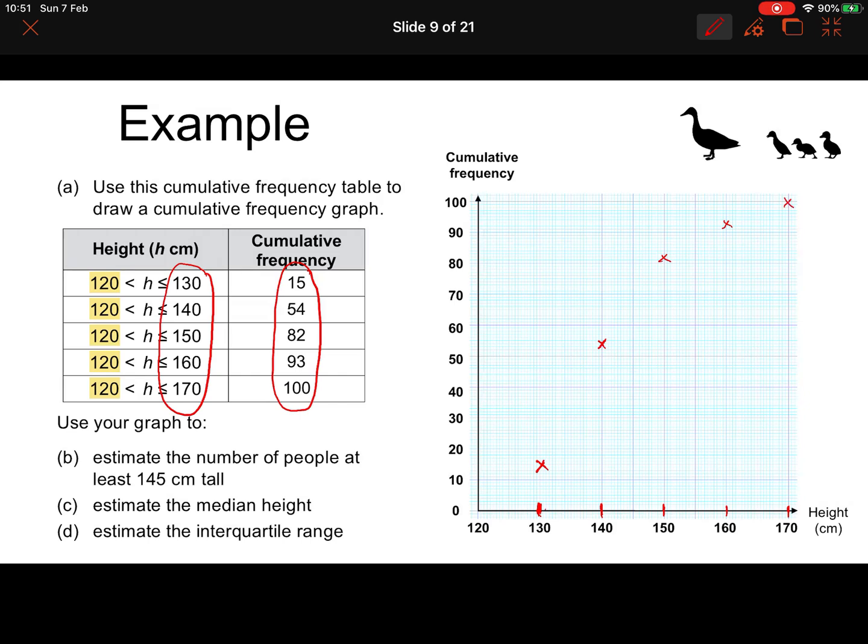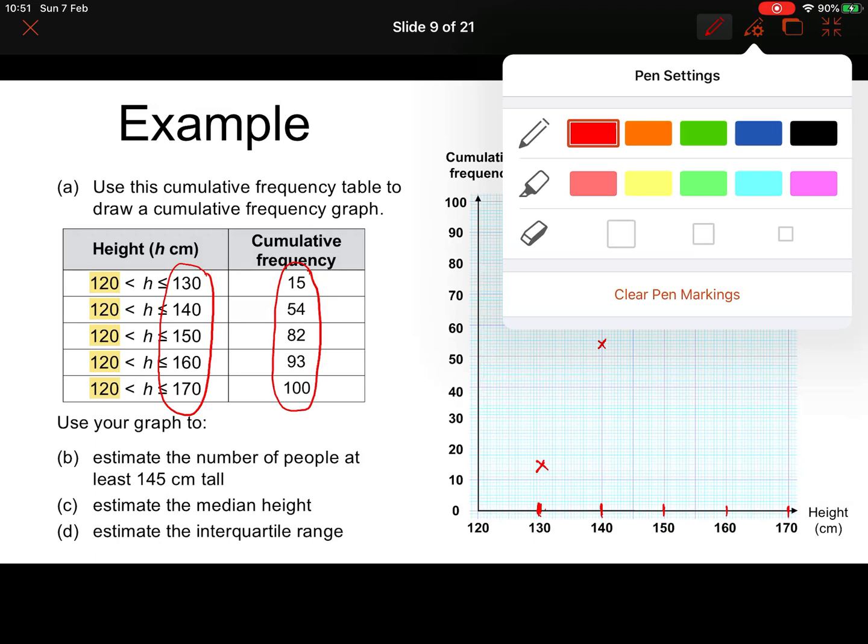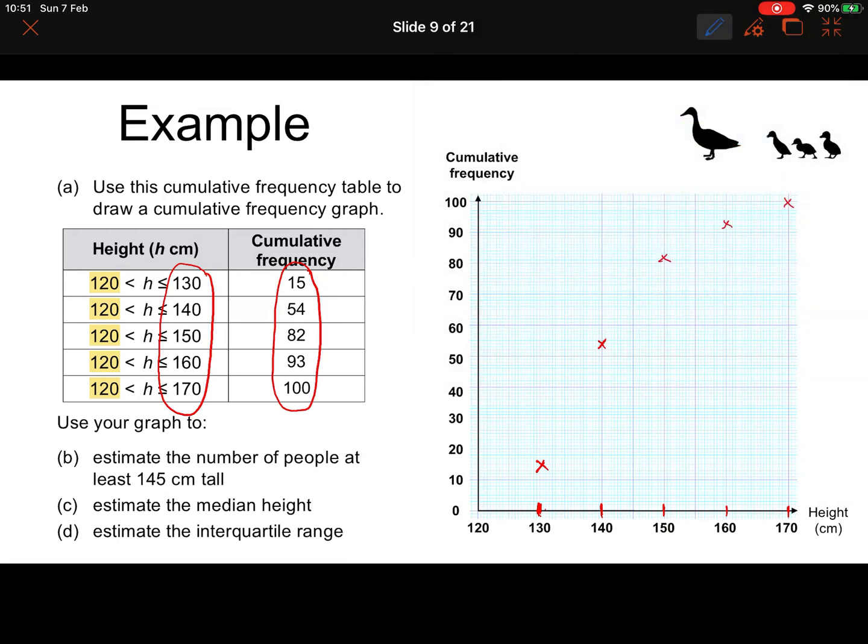Now once you've plotted those points, you need to draw a smooth curve. You will not use a ruler, you'll do a smooth curve and it will look something like this. It always has this distinctive S shape. Once we know what the cumulative frequency curve looks like, we can start to use it to make some estimates.